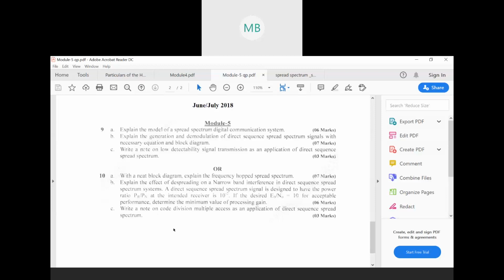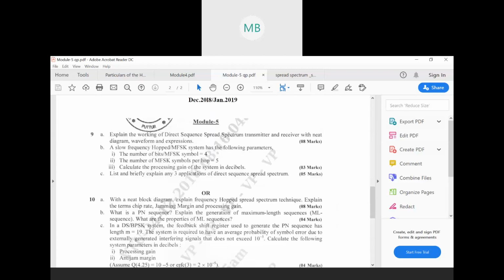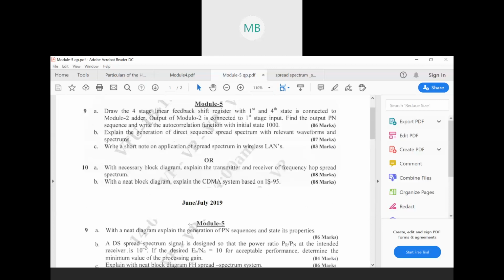So explain how multiple transmitters and receivers can be simultaneously used in a CDMA system, and give the equation for desired signal to noise interference power ratio at the receiver section. PS by Pn equal to PS by (Nu minus 1) into PS, which is equal to 1 by (Nu minus 1). So give this equation and explain the operation. So these are the questions asked in the previous year question papers.